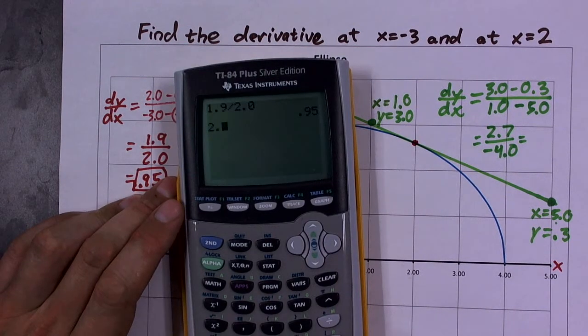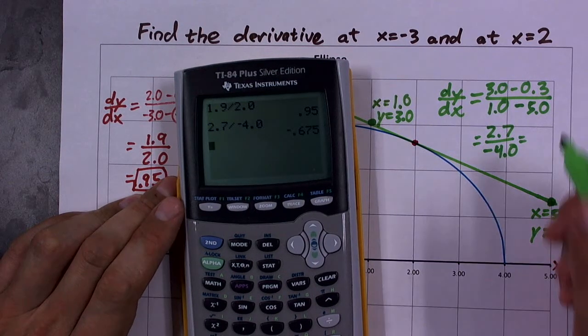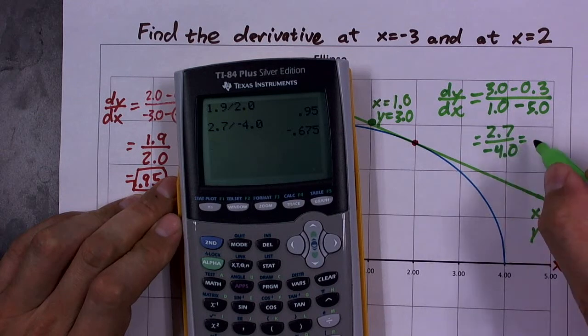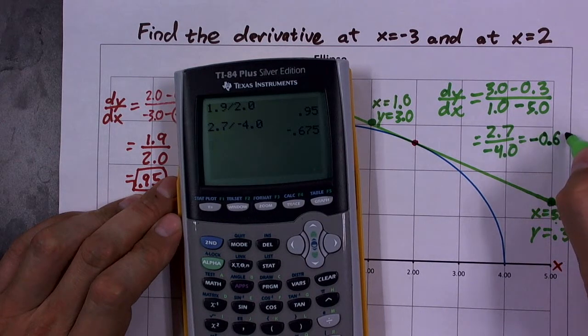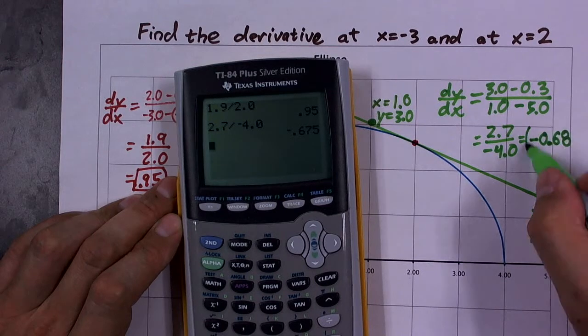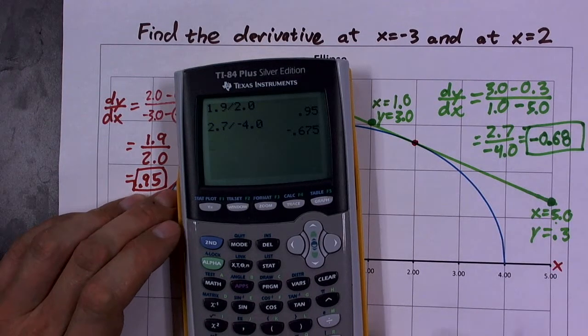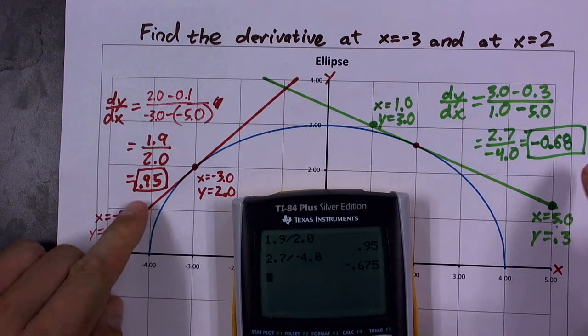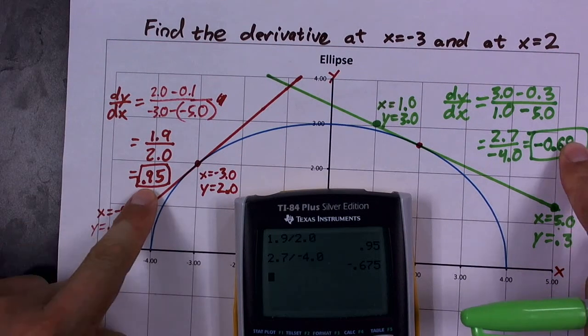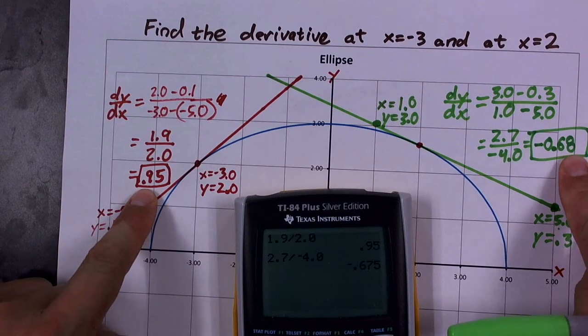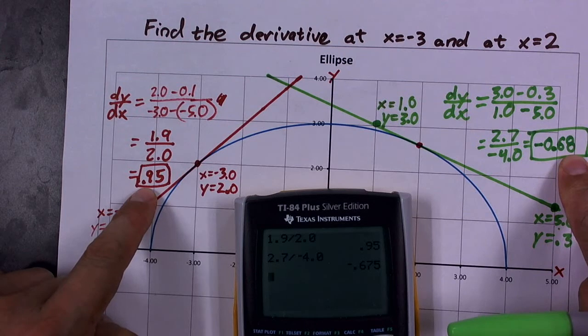2.7 divided by negative 4.0, you could leave the 0.0 off of your calculator, but this comes out to, with two sig figs, negative 0.68. So that's our best estimate for the slopes at these 2 points. And the slopes, as I've said before, are the same thing as the derivative.